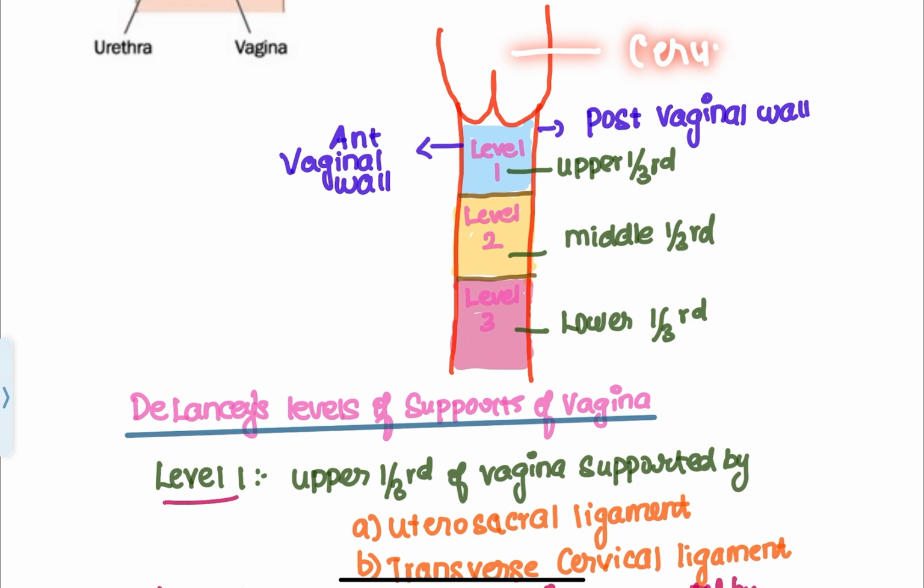Now, as you can see here, this portion is the cervix, this is the anterior vaginal wall, and this is the posterior vaginal wall. The vagina is basically divided into three levels, given by DeLancey's levels of support of the vagina. They have divided the vagina into three parts: level 1, level 2 and level 3. Level 1 is the upper 1/3 of the vagina, level 2 corresponds to the middle 1/3, and level 3 corresponds to the lower 1/3 of the vagina.